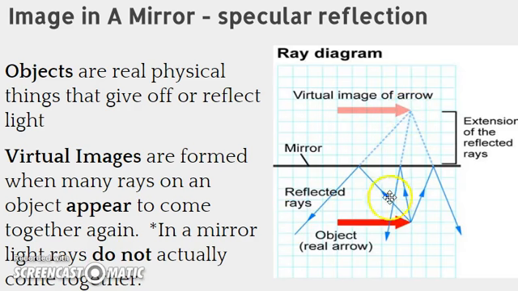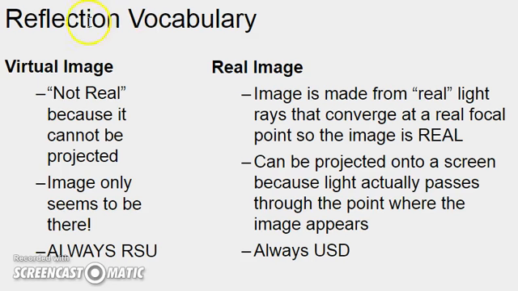So when we look at our picture, remember this arrow, if light was reflecting off it, it reflects into the mirror, and one could see it, we would actually see this equal distance, equal size, only left-right reversal within the mirror itself. So let's get a couple terms straight, some vocabulary. Virtual images, they are not real because they cannot be projected. The image only appears to be there, and they're always right side up. The only key is that they're left-right reversal.